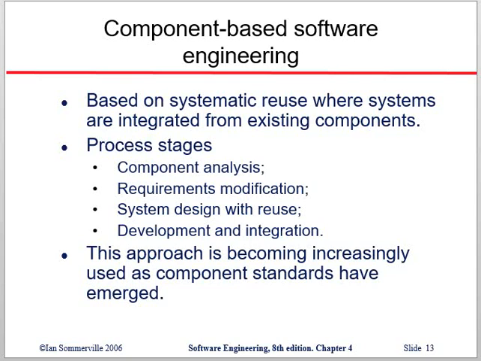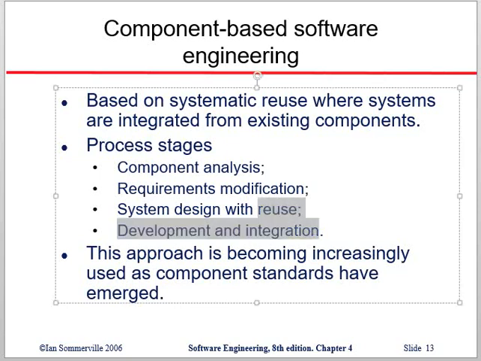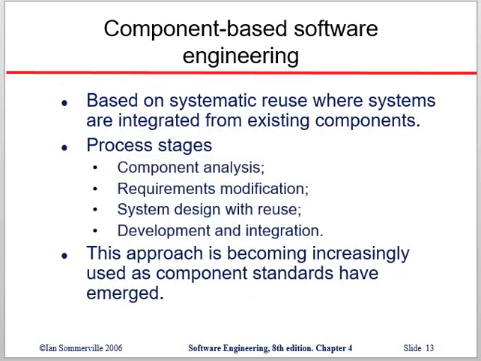Hello everyone. Today we will discuss component-based software engineering based on systematic reuse, where systems are integrated from existing components. This is known as component-based software engineering. Here the process stages are component analysis, then requirements modification, system design, and lastly development and integration. Those are the phases of component-based software engineering.